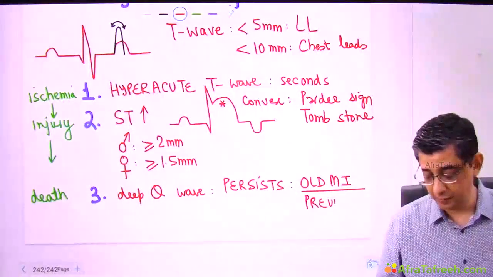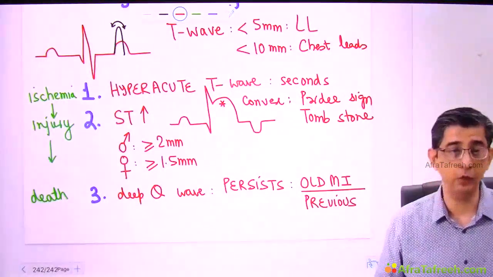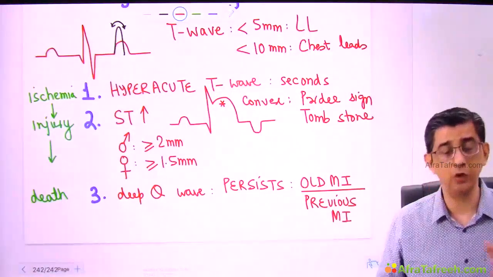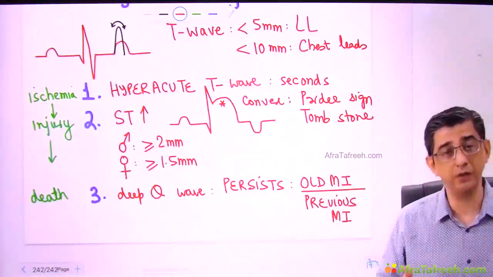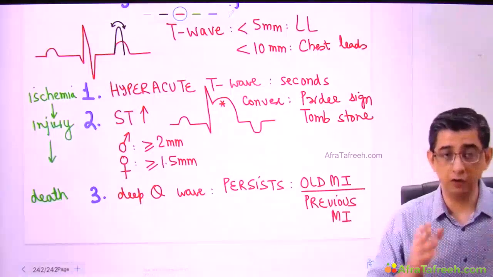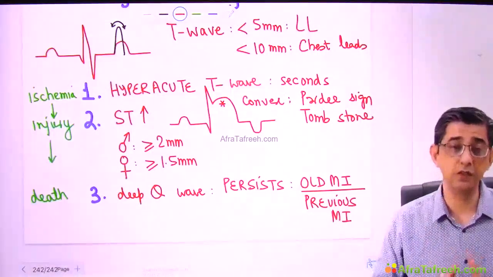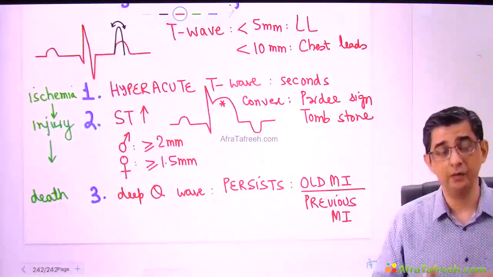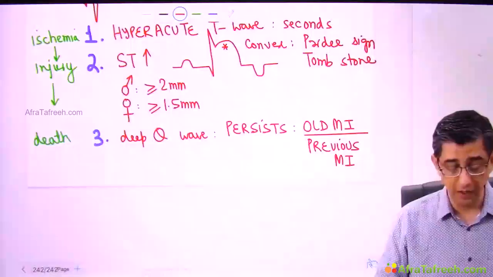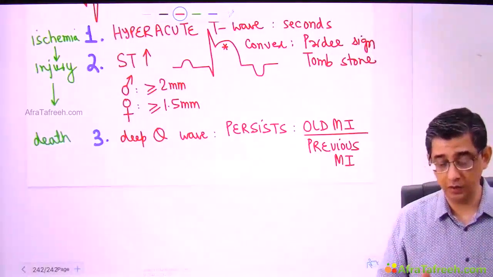For example, the patient had an MI in 2020. When he comes to me in 2021, I will definitely be able to notice deep Q waves, which will always persist in spite of whatever best treatment was given. It could be a primary PCI, it could be thrombolysis, whatever best we could do for the patient to salvage the myocardium was definitely done. But in spite of that, obviously, you cannot reverse the death component, so this is going to persist for a longer duration.